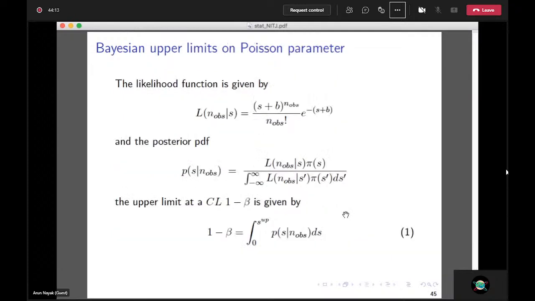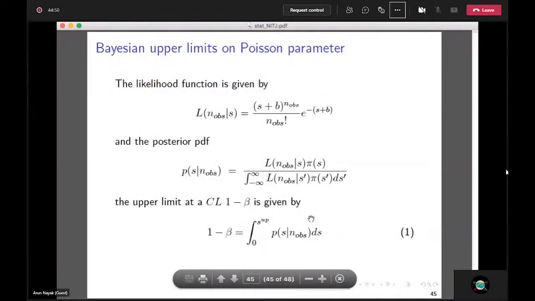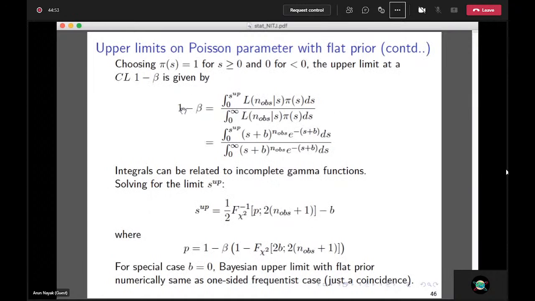Now, if we incorporate the Bayesian method while computing the upper limits on the Poisson parameter, we can get a posterior PDF. We define the likelihood, which is these Poisson probabilities. Then the posterior PDF will incorporate our belief for the prior here. Now, if we again obtain the upper limit at a certain confidence level, 1 minus beta, it is given by this derivation, which you can write again like this.